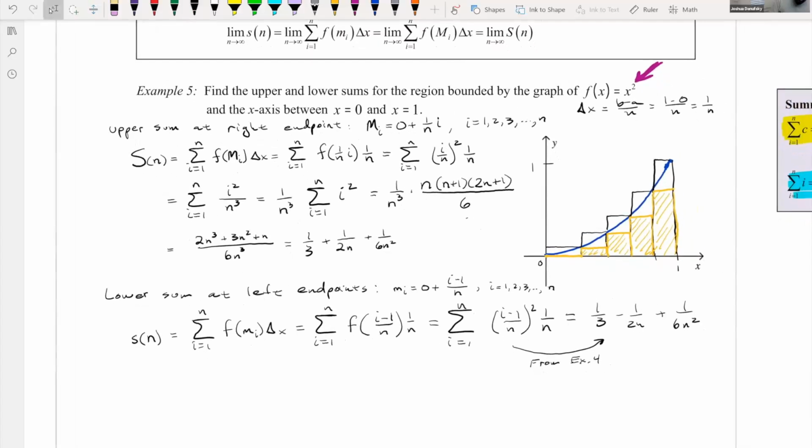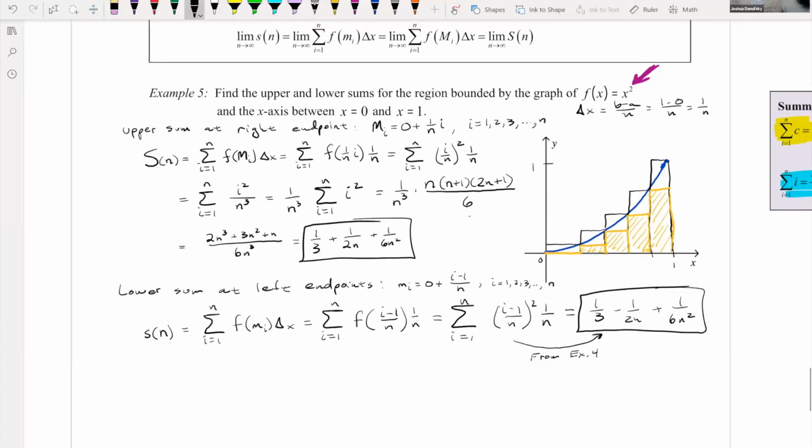They wanted us to find the upper sum and the lower sum of the region bounded by our blue graph, our function f of x equals x squared, above the x-axis between 0 and 1. So here are our answers. But I want to take it one step further. We did this for n rectangles.